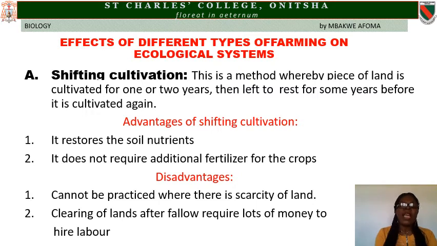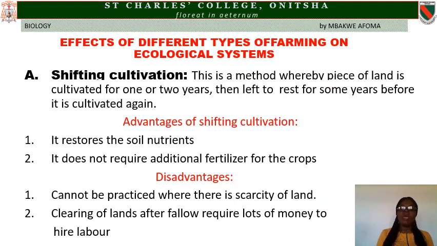Okay, we look at the effects of different farming on the ecological system. Different types of farming, the effects they have on the ecological system. So these are different methods the farmer uses in order to raise the crop. We have shifting cultivation. Here, the farmer makes use of a piece of land. He will cultivate it for 1 or 2 years, then leave it to fallow or rest. Then move on to another land and plant there. Later, they will return to that first one. Advantages: by leaving the land to rest like that, it helps to restore the soil nutrients.